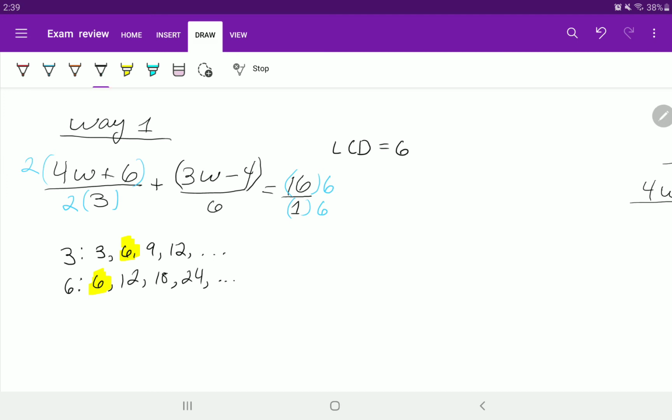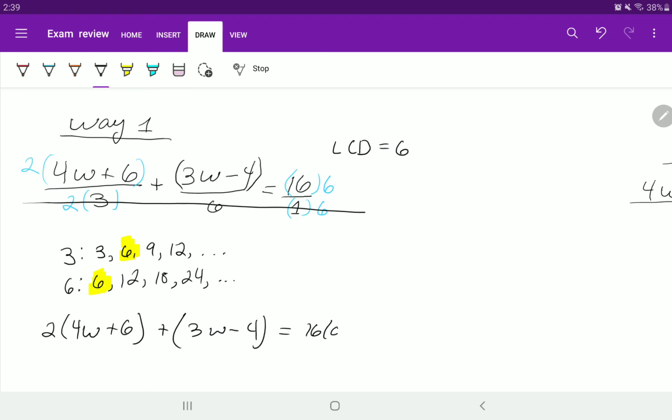If we look here, we have 6 in our denominator, whether it's the number 6 or the products which make 6. Because we have an equation and our denominators are the same, we can cancel out our denominators, just leaving us with our numerators. So we have 2 times (4w plus 6) plus, in parentheses, (3w minus 4) equals 16 times 6.